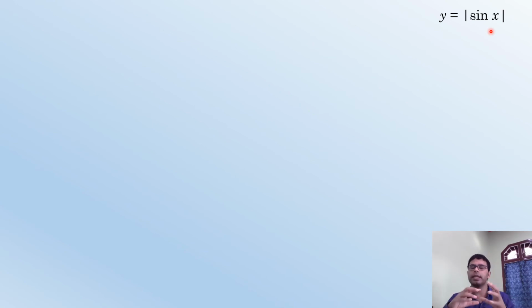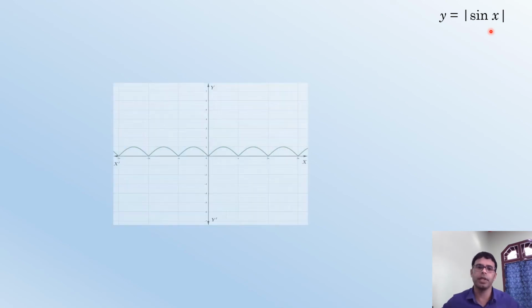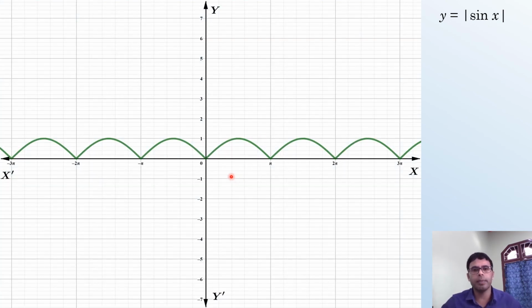Now the sin x function is 0 at the points 0, pi, 2 pi, 3 pi, and mod will make the function positive. That means no part of the sine graph will remain below the x-axis. You see the graph of the sine function was like this. This branch was actually here, but because of taking the modulus sign, this lower part will be positive, and so it will go above the x-axis like this.